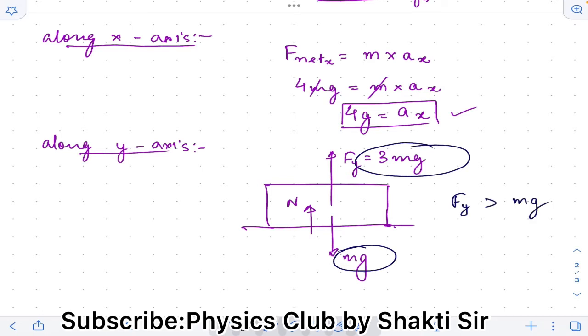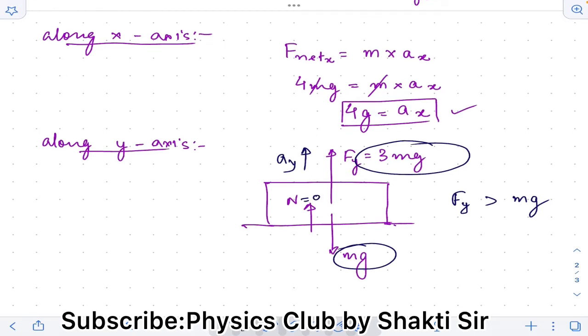It means that the block will accelerate in the positive y-axis, or we can say the block will accelerate in the upward direction, ay. As the block will accelerate in the upward direction, it loses contact with the ground. As it loses contact with the ground, the normal reaction becomes 0, right? So in this mathematical equation, the normal reaction becomes 0. I am going to write the net force along the y-axis: as this is the greater force compared to the downward direction, upward force minus downward force is the net force along the y-axis.